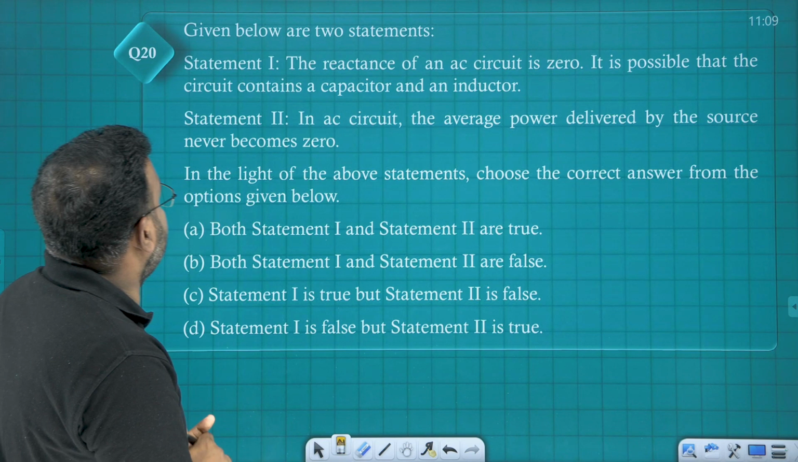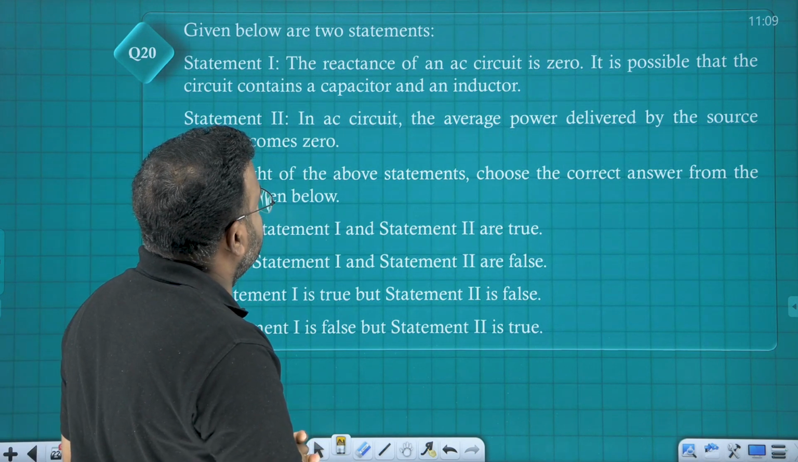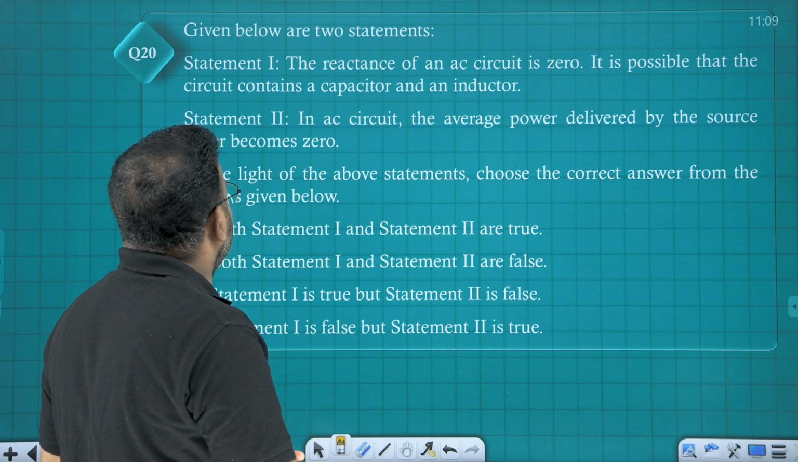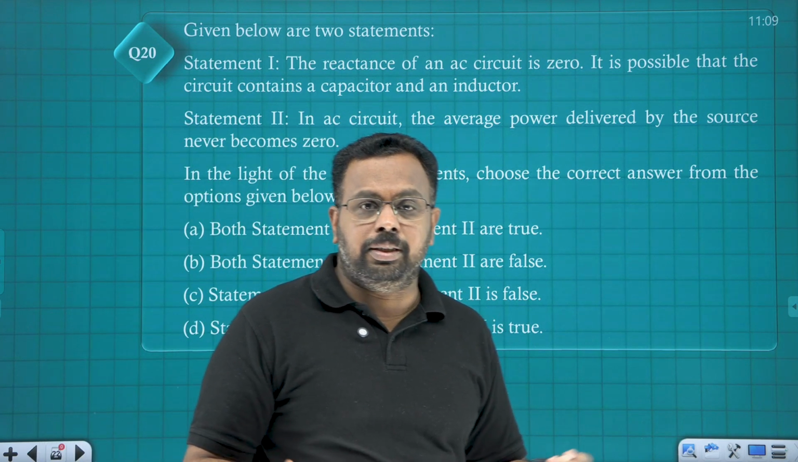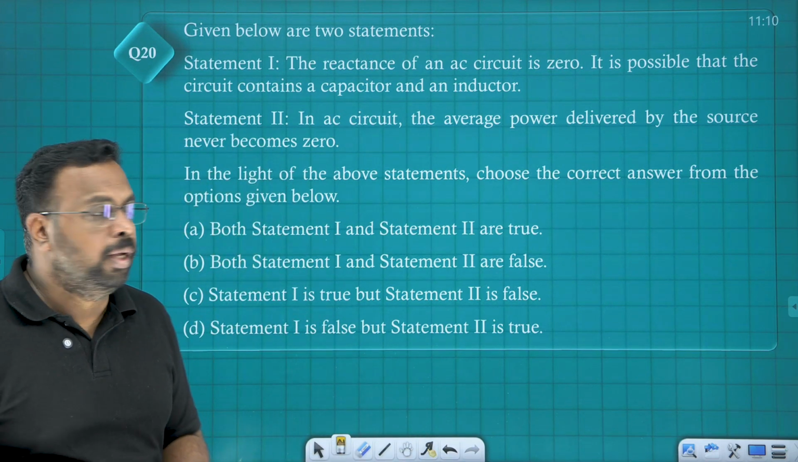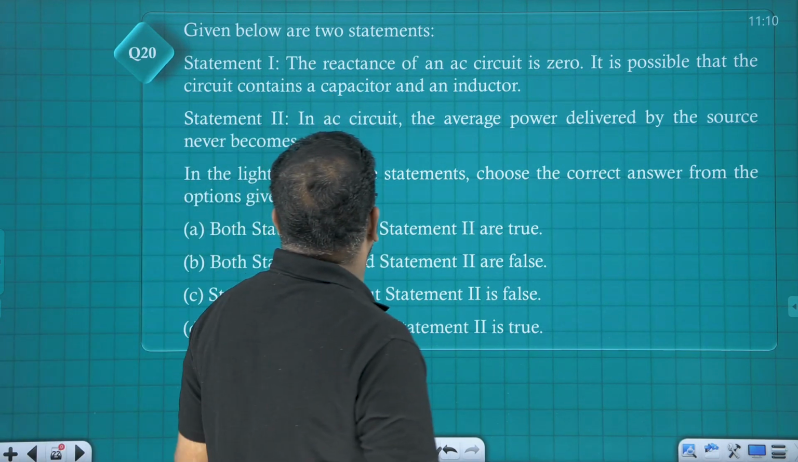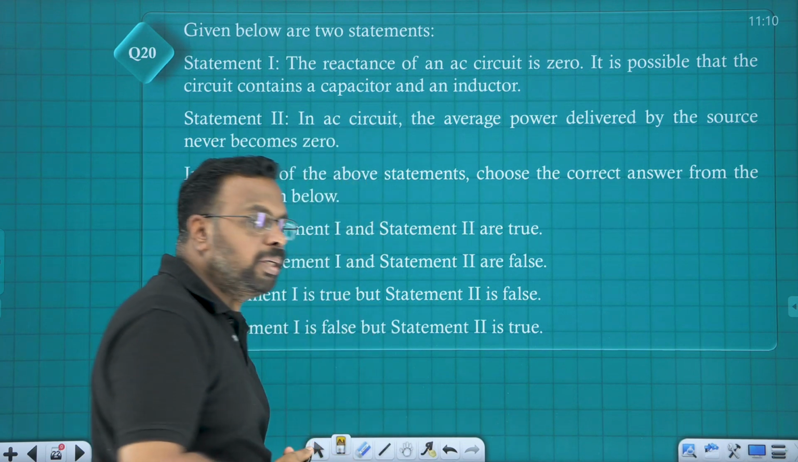Number 19. Given below are two statements. The reactance of an AC circuit is 0. It is possible that the circuit contains a capacitor and an inductor. Possible, of course. XL minus XC. LC circuit, the reactance of that will be XL minus XC. If XL and XC are equal, the reactance will be 0. So that is possible.